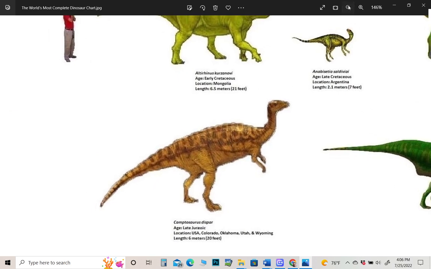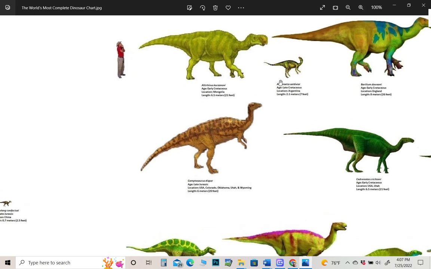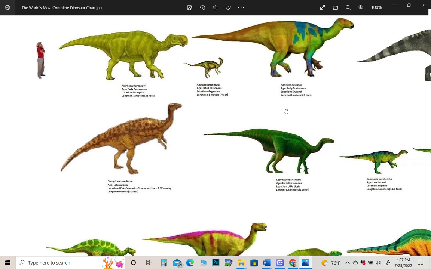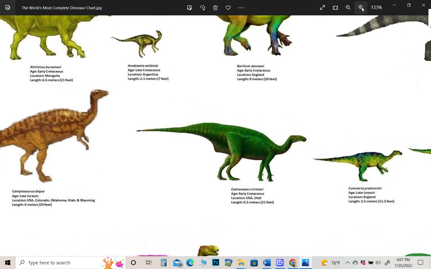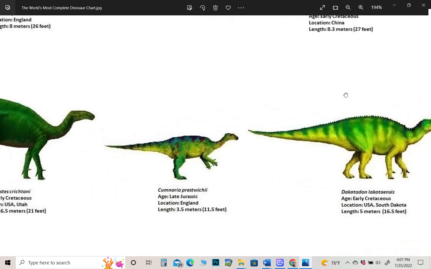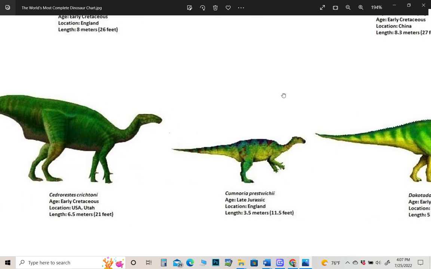Camptosaurus. Camptosaurus was the largest ornithopod in the late Jurassic. This is as large as they got. It's kind of funny because that's relatively small for a dinosaur, even though it's large for a human, considering that this led to things like Iguanodon and Parasaurolophus and Chingtungsaurus later. Cedrorestes, Comnoria, and Camptosaurus lived in the Morrison Formation with the Brontosaurus and the Allosaurus and the Stegosaurus.